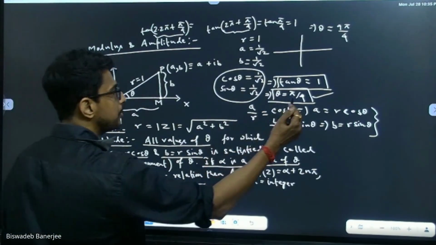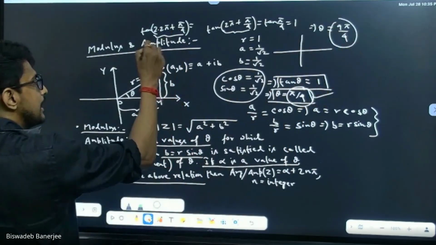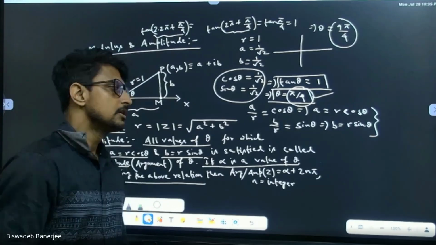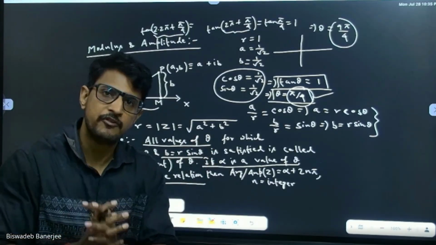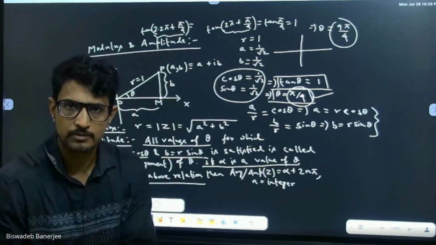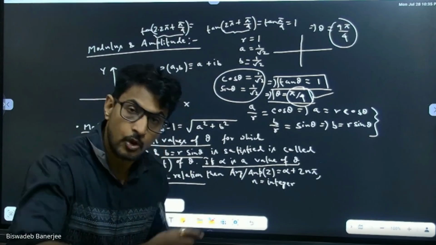So this is my amplitude, theta equal to pi by 4. This is my amplitude. All are amplitude. But that makes a very difficult thing for us, because we have to take one value of theta, not all these values.